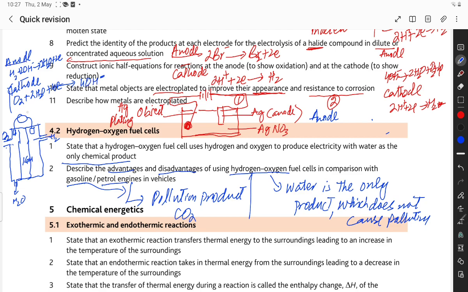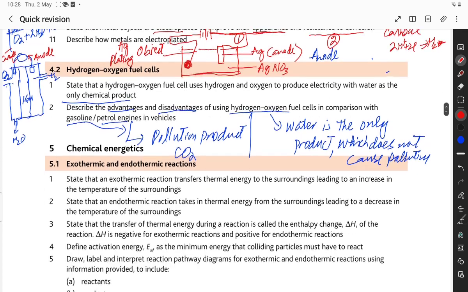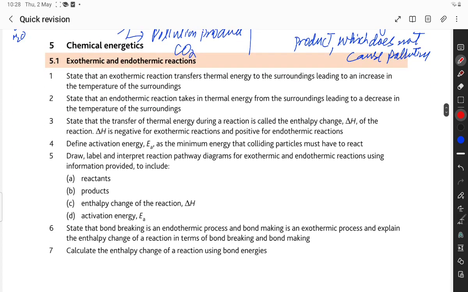So at the anode oxidation takes place, and electrons flow from hydrogen gas to oxygen gas. This is the anode and this is the cathode. Hopefully you understand. The next topic is chemical energetics, exothermic and endothermic reactions.